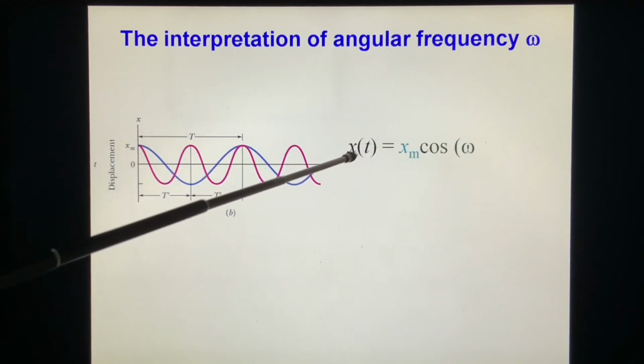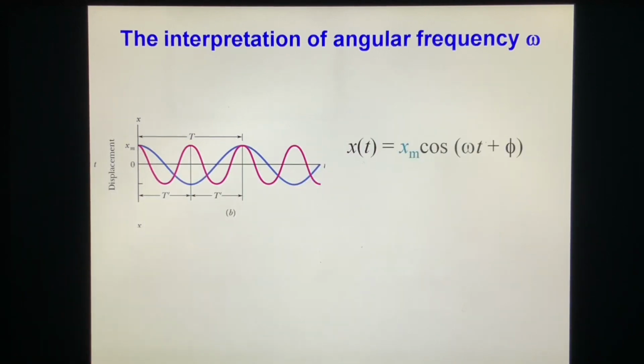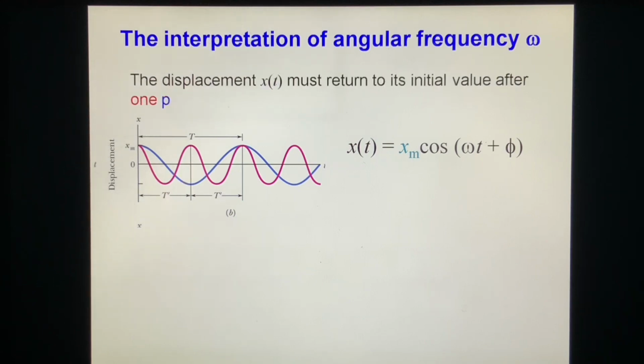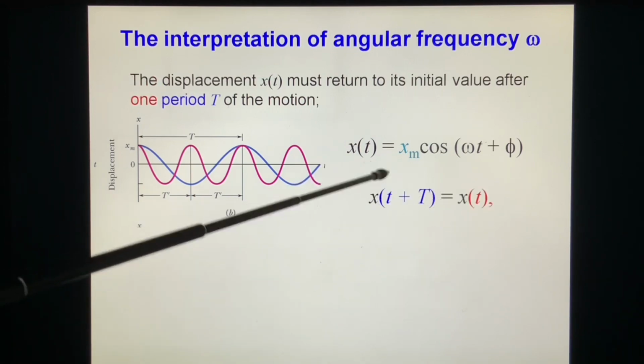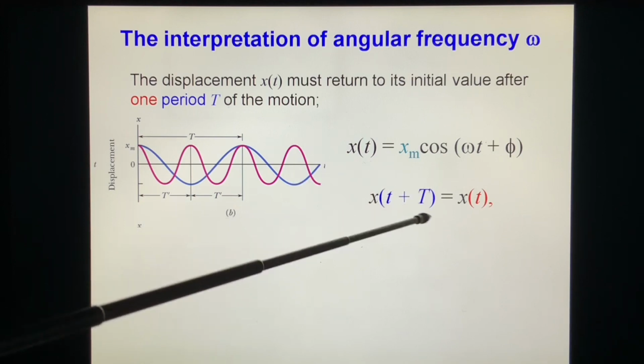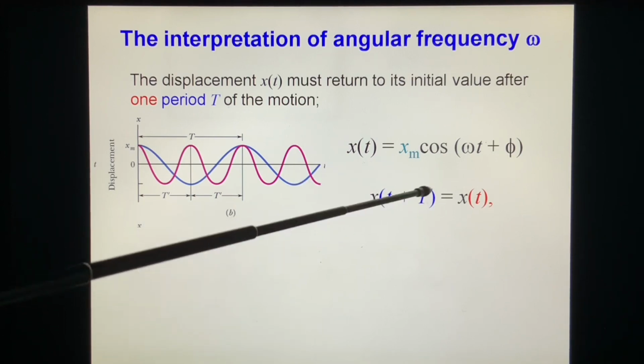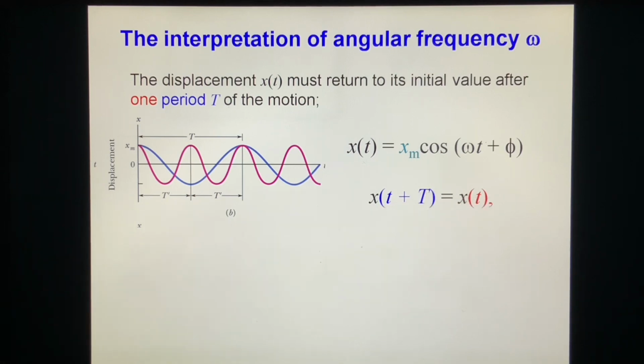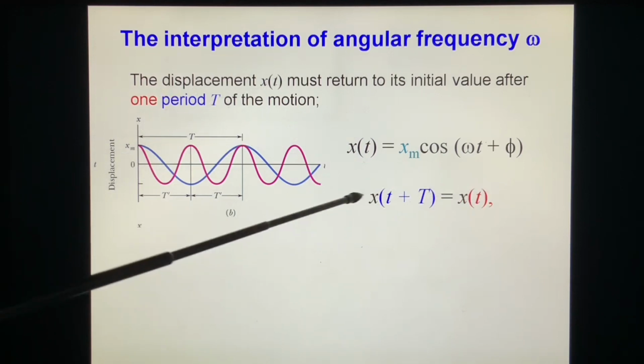At time t, x at time t is xm cos omega t. What we call frequency: we see the displacement x(t) must return to its initial value after one period of time T. After one period, this one repeats, or you get here and repeat it here. At any time t, mathematically x(t) equals x(t plus period). For two periods or three periods it is the same, but we take the shortest one period T. The displacement x is the same.